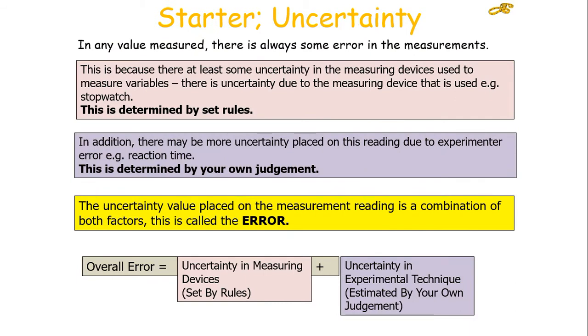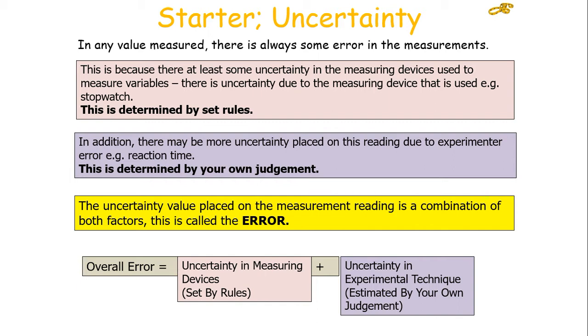In today's lesson, we're going to look at how to calculate uncertainties for measurements taken in investigations. In any value measured, there's always some error in the measurements. This is because there is at least some uncertainty in the measuring devices used to measure variables. So there's an uncertainty due to the measuring device, e.g. used in the stopwatch. This is determined by set rules which govern all measuring devices, but in addition, there may be more uncertainty placed on this reading due to an experimental error, for example, reaction time.